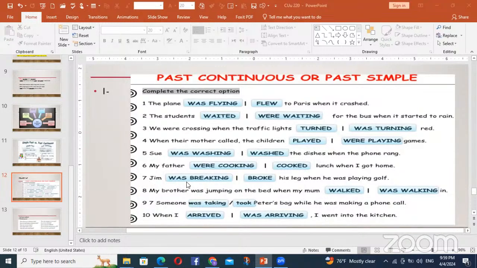Number 7. Jim was breaking, well, broke his leg when he was playing golf. Okay, broke. Very good, broke. Number 8, my brother was jumping on the bed when my mom walked while I was walking in. Okay, broke, nice. Let's go to number 8.